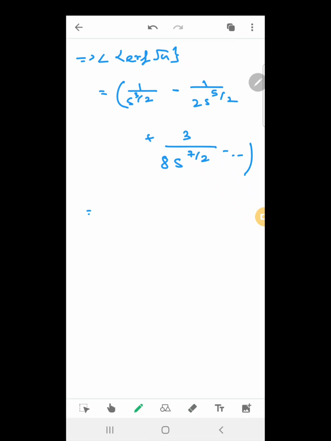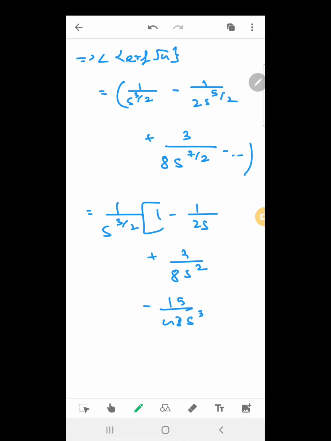Now if you take 1 over s to the power 3 by 2 common outside, so you get 1 minus 1 over 2s plus 3 over 8s square minus, similarly you will get here 15 over 48 s cube. 3 2s are 6 and 3 9, right? 2 2s are 4 and 3 7. Yeah, and in this way it continues.